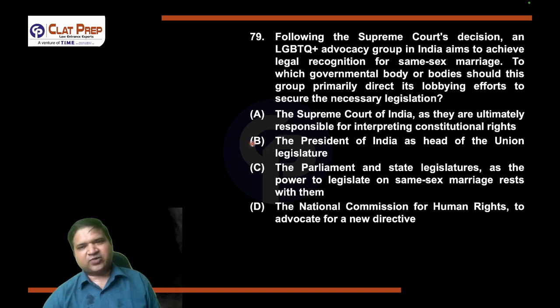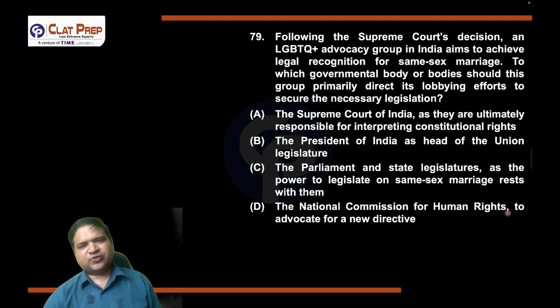So the President is powerless here. Option C, the Parliament and state legislature, yes, correct answer. C is the correct answer, directly given in the passage that it is for the Parliament and the state legislatures to decide. The power to legislate on same-sex marriage rests with them. So C is the correct answer.